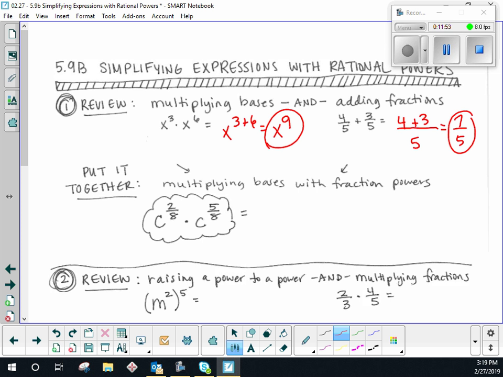Yes, that's perfect. So C to the 7/8, because your base is C, you're adding the exponents. They already have the same denominator, so the denominator stays the same. You do the 2 plus 5. That's right. C to the 7/8. So this problem was when we were multiplying two things with the same base.